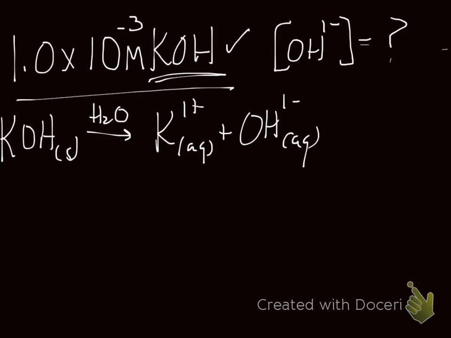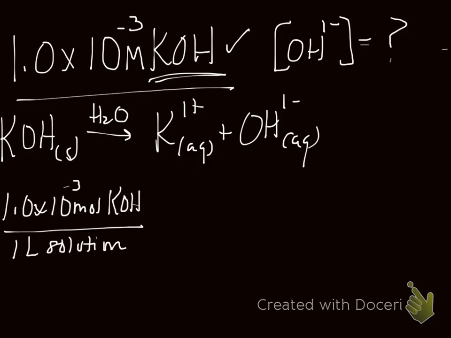Good. Next step is we want to know how many moles of hydroxide are going to be formed from this. So we're going to set up a factor label. The first box we would create is really what it means that we have a 1.0 times 10 to the negative third molar solution. We're just going to write the relationship between the moles and liters. So we know that in 1 liter of solution, we have 1.0 times 10 to the negative third moles.